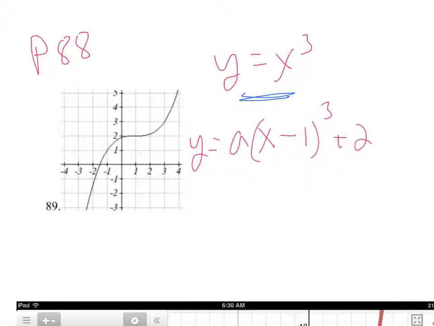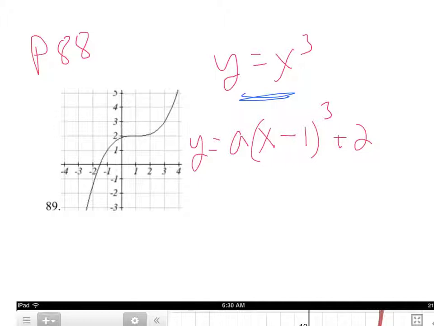So that stretch factor. I see this graph here passes through that point 3,3. So why don't we substitute that in for x and y and solve this for a? So what's that? 3 times, let's see, that's 2. 2 cubed is 8. If I subtract 2 and divide by 8, I get 1/8 for a. So that's what I'm thinking.